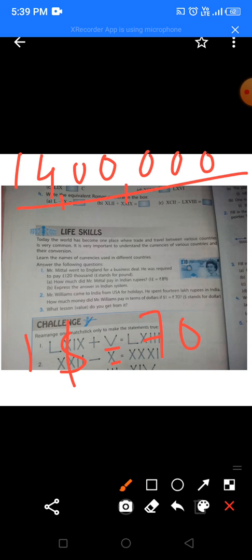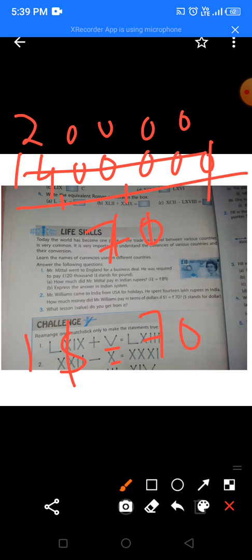He spent 14 lakh rupees in India. How much money did Mr. William pay in terms of dollars? Now how much did he pay in dollars? So what will you do? You will just divide it by 70. How will you divide this? Cut this 0, cut this 0. 2, then 1 0, 1 0, 1 0 and 1 more 0. Yes? So $20,000.